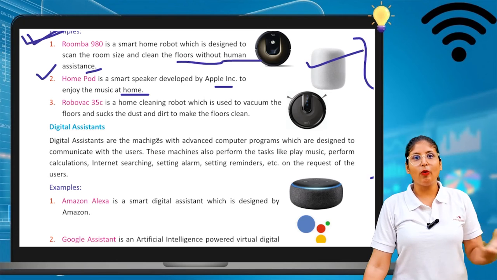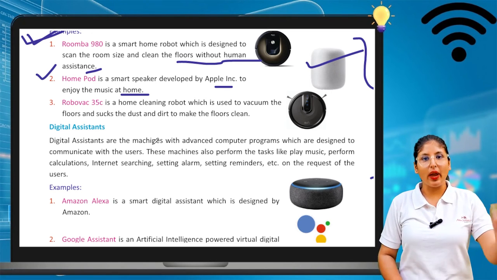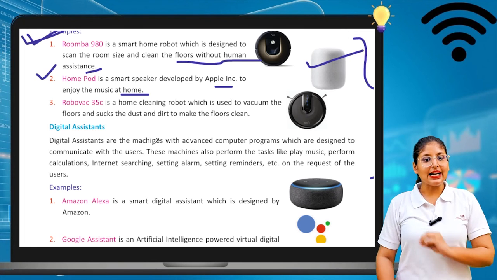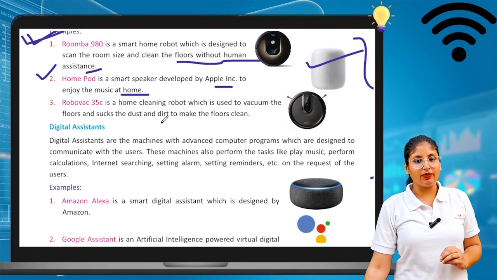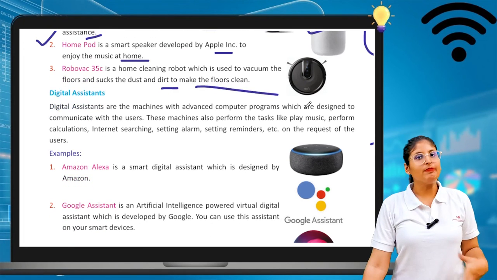Next is RoboVac 35C. It's a home cleaning robot which is used to vacuum the floor and suck up the dust and dirt to make the floor clean. So this robot is also used to keep our room clean and neat.